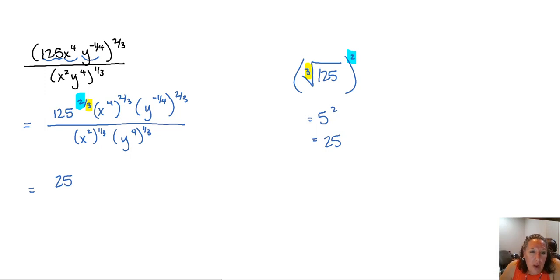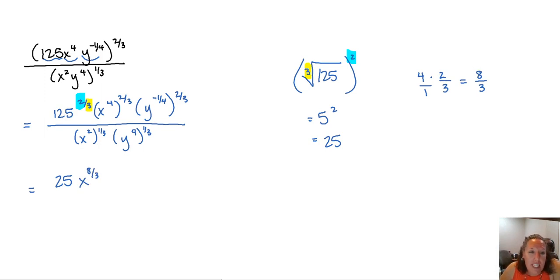When we have a power raised to a power, remember we multiply those exponents. So 4 times 2/3, we can write that as 4/1, and that's going to simplify to 8/3. So we get x to the 8/3.